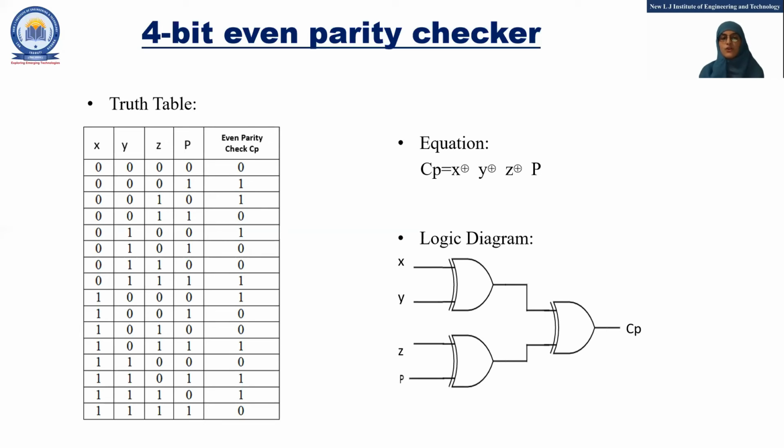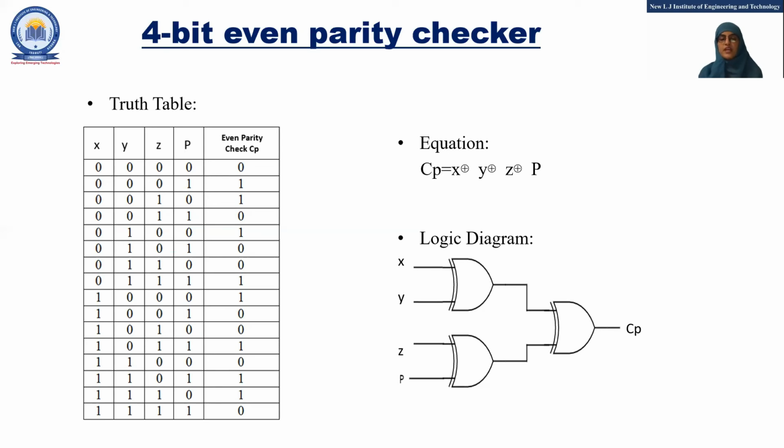Next is 0, 0, 1, 1. Here in the original message, there is an even number of ones, which means there is no error, and for no error we will mark that output as 0. So the even parity check CP will be 0. For 0, 1, 0, 0, an odd number of ones are present, so there is an error and we will mark the error as 1. Same for all other combinations, and for the last combination, which is 1, 1, 1, 1, there is an even number of ones, so the even parity checker will mark it as 0.